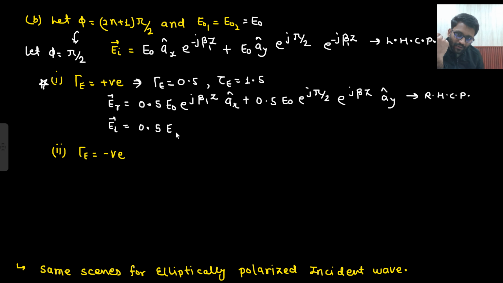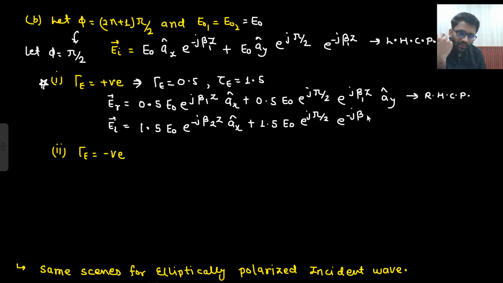1.5 E naught, not 0.5. Now this will be propagating in plus z only, ax cap plus 1.5 E naught, with phase pi by 2 only, and this will be propagating in plus z only. So this is your left hand circularly polarized only, because here the polarization did not get changed. The phase difference is also pi by 2 and the direction of propagation is also the same. These are completely the same, just the difference is the beta.